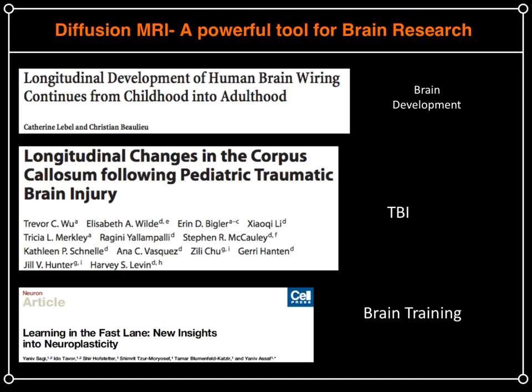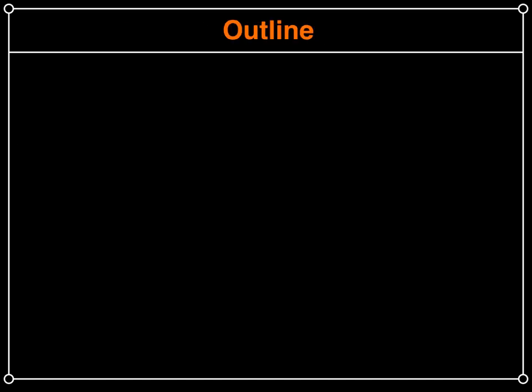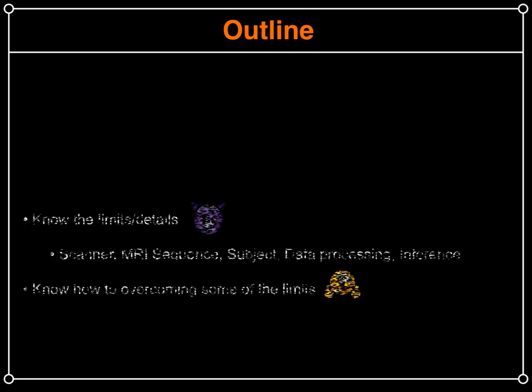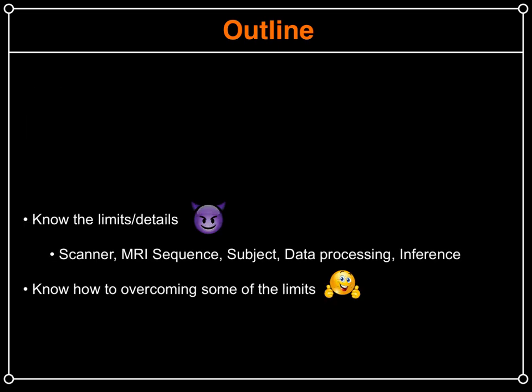There are now several studies that have used these kinds of techniques, and they've looked at changes in brain wiring with brain development, longitudinal changes in the corpus callosum with traumatic brain injury, and also training-related changes in the brain following learning novel tasks. So that's a quick overview. Now I'm going to talk about the limits and the devil in these techniques.